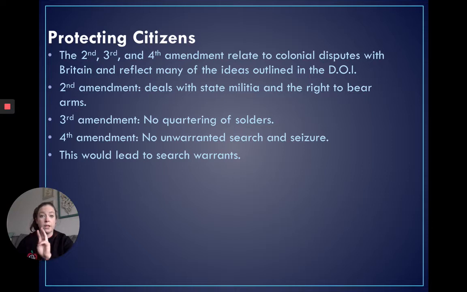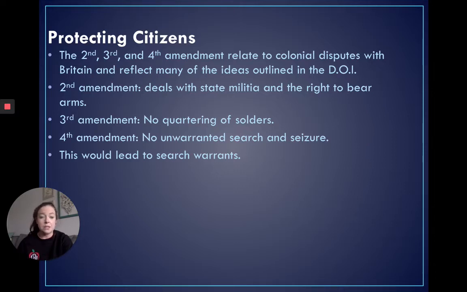Amendments 2, 3, and 4 were really all because of everything that happened with Great Britain, that dispute that they had. So they wanted to make sure that those things didn't happen again inside the United States. The Second Amendment is the right to bear arms. And what does that mean? Not bear arms like your arm doesn't have anything on it, not like a bear, like an animal. That means that you have the right of a certain age to have a weapon. This was really important in case Great Britain tried to come back and take them over. They really wanted to have something to defend themselves.